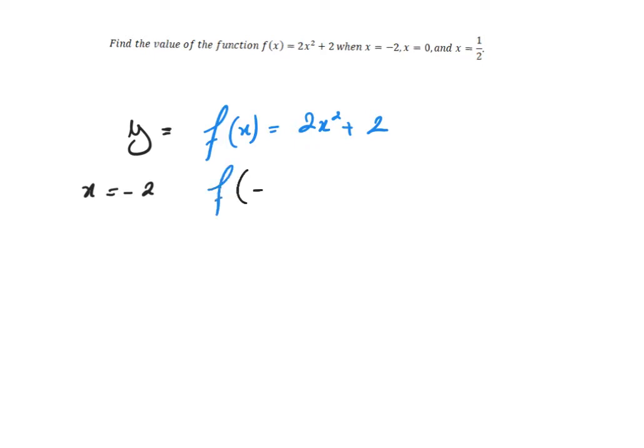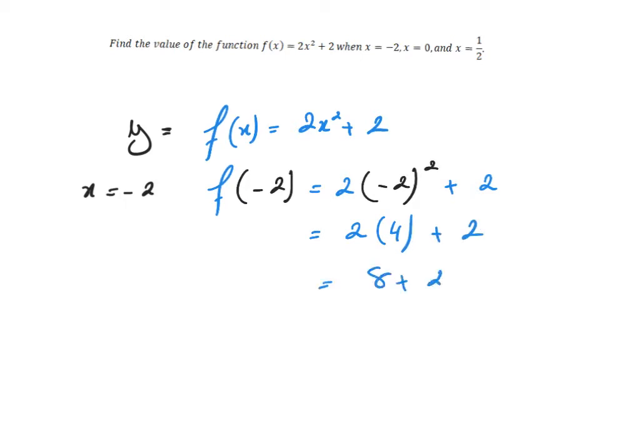So I will substitute x by -2. And that will be 2 times -2 squared plus 2. Okay? And that would be 2 times, what, -2 squared, that would be 4. So it's going to be 4 here, plus 2. And 2 times 4 will be 8, plus 2. And the answer is 10, right?